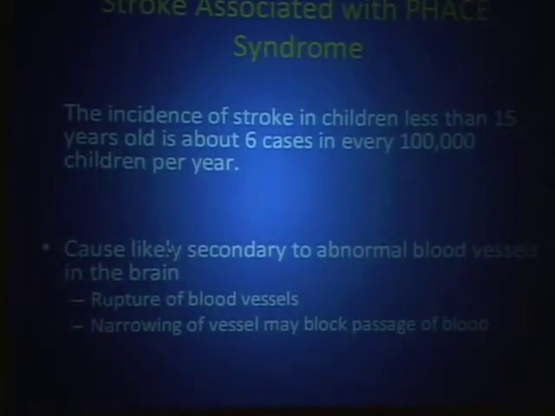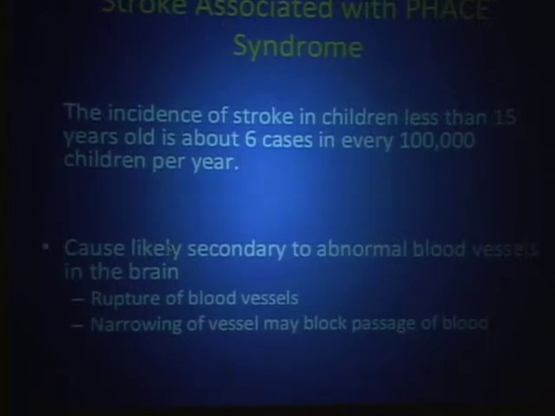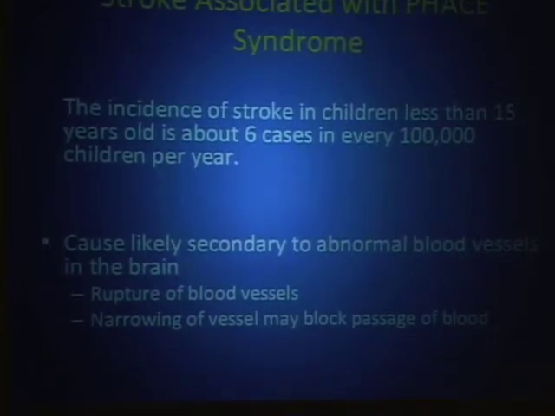Now, incidence of stroke in children less than 15 years of age around the world is about 6 cases in 100,000 per year. And it's most likely related to rupture or changes in the blood vessels, narrowing, and blocking the passage of blood. But a lot of children will have changes in the blood flow because of the vessels, but also different problems with the way they clot blood too. And both factors together could play a role in stroke itself.